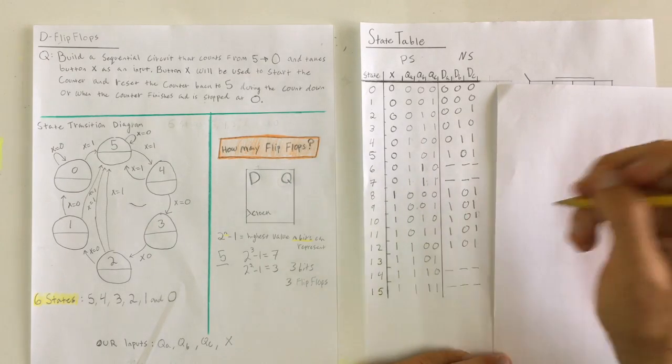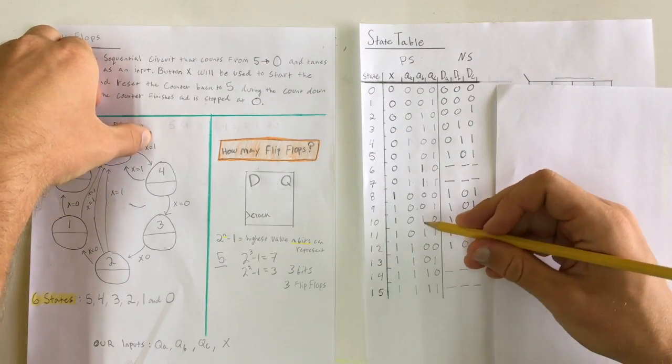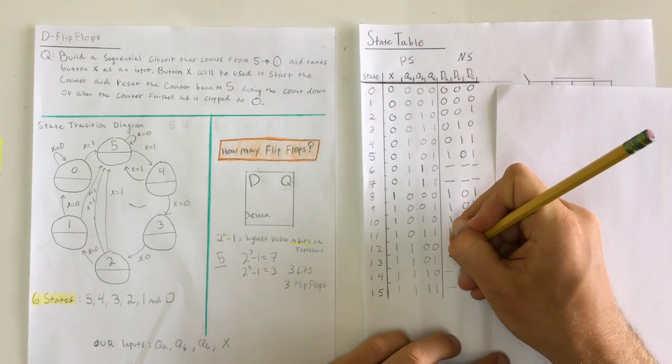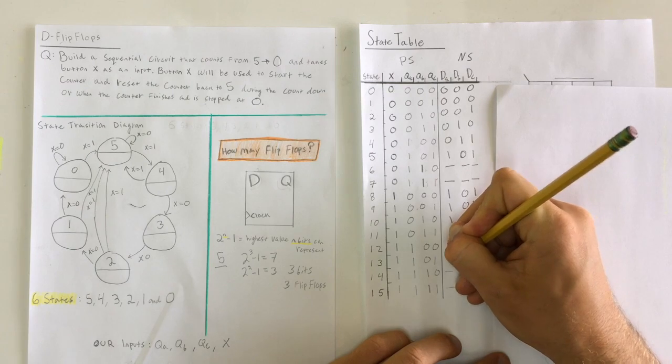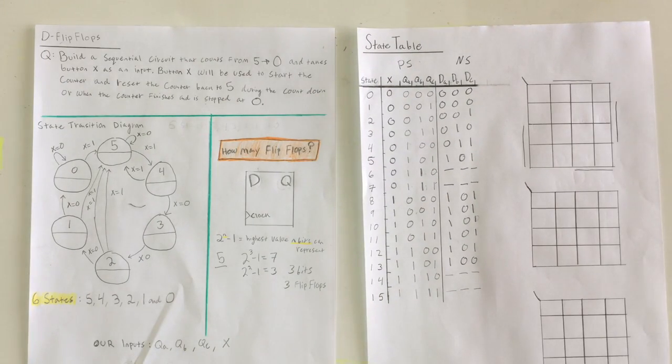If we are in state 5 though, right here, and the button is pressed, X is equal to 1, then we go to state 4. So we go to 1, 0, 0. And we have just completed our state table.